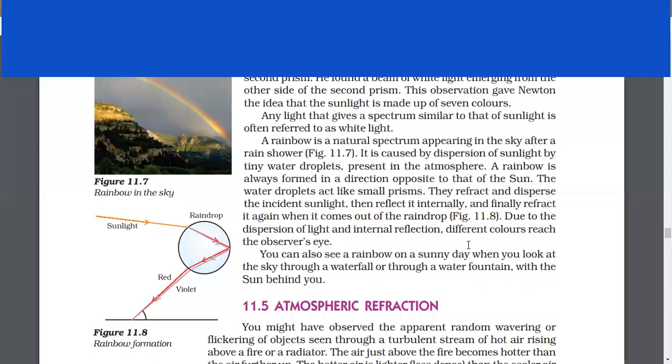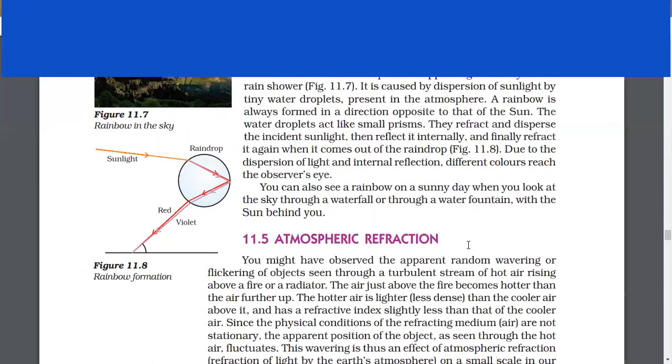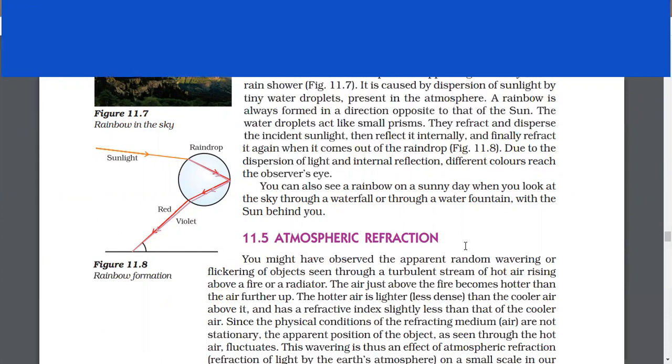Due to the dispersion of light and internal reflection, different colors reach the observer's eye. You can also see a rainbow on a sunny day when you look at the sky through a waterfall or through a water fountain with the sun behind you.